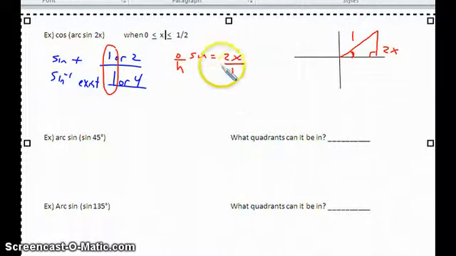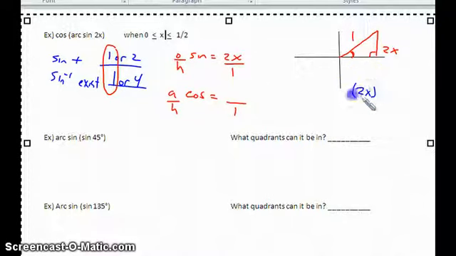Now we can go through and ask ourselves, what is the cosine of this triangle? Well, I know that the formula for cosine is adjacent over hypotenuse. Adjacent side I don't know, hypotenuse is going to be 1, so it's going to be over 1. So if I'm going to find the adjacent side, I'm going to use the Pythagorean theorem. (2x) squared, again put that all in parentheses, plus the adjacent side squared equals 1 squared.